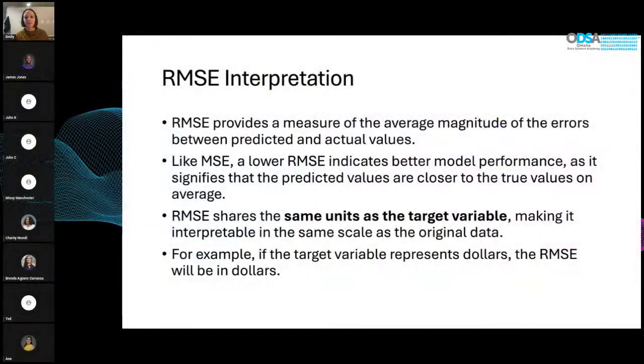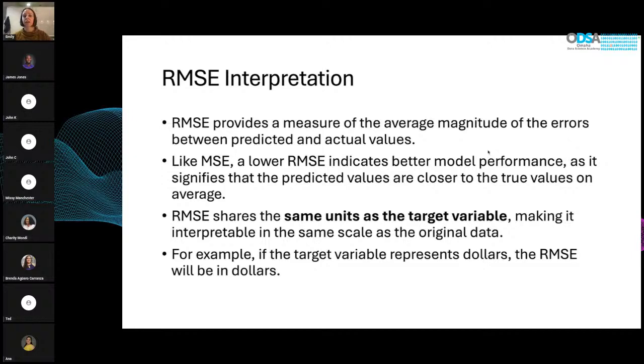Okay, so interpretation: it's a magnitude of the errors between the predicted and the actual values. And just like mean squared error, the root mean squared error has better performance if it's closer to that 0 value. All of these have that same metric for assessing. The higher the value, the worse the performance. The lower the value, the closer to 0, the better the performance.